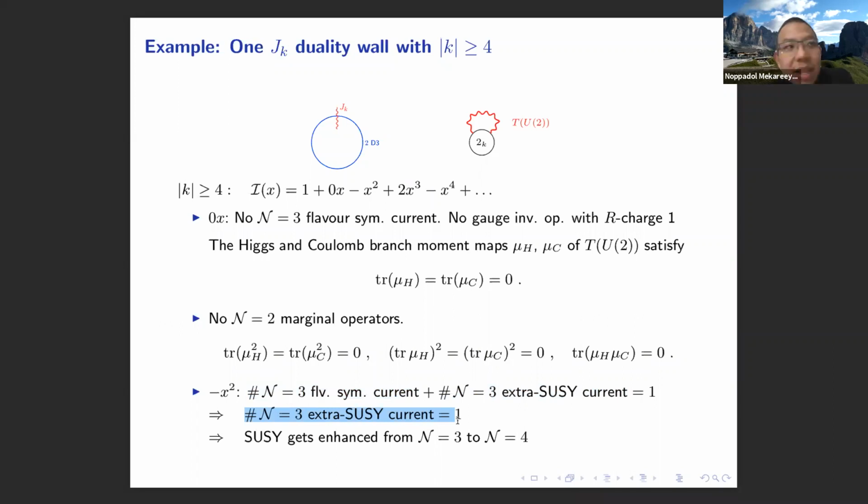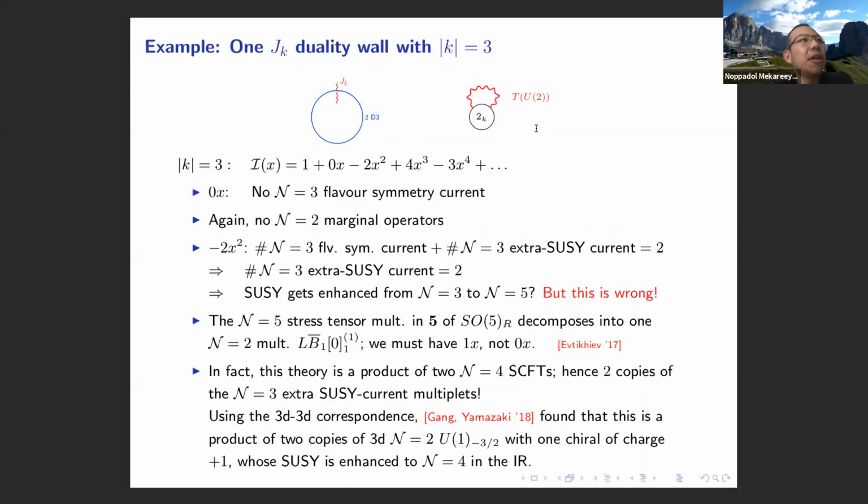And then you conclude that SUSY gets enhanced from N=3 to N=4, simply by this. So indeed, this symmetry, when k is greater than or equal to 4, flows to the infrared with N=4 supersymmetry, even though the description has N=3 supersymmetry. So this is the technique that we use.